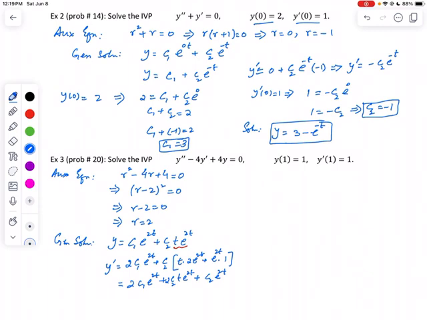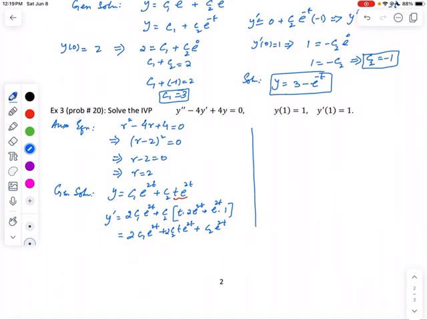Okay, now we plug in the initial conditions. So y of 1 is equal to 1. What does that mean? We plug it in here: 1 is equal to c1 e to the 2, and now t is not 0, so plus c2 e to the 2, because t is 1. And the other one, y prime of 1 is equal to 1, implies 1 is equal to 2 c1 e to the 2 plus 2 c2 e to the 2 plus c2 e to the 2. So this combines and gives me 3.